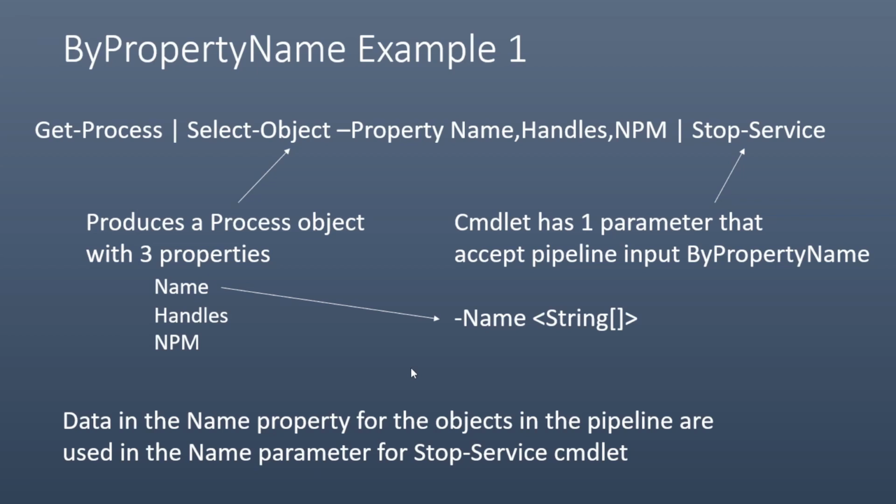What it's going to do is go look at the help on stop service, see if there are any parameters that accept pipeline data by property name, and try to match up the names of those parameters to the names of the properties on the object in the pipeline. In this case, there is a name parameter that accepts pipeline data by property name, and that's matched up with the name property for the object in the pipeline. All right, let's have a look at that in practice.